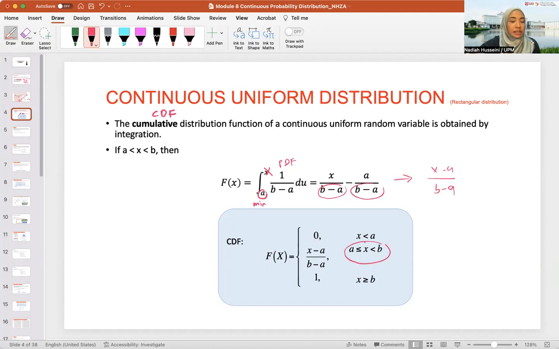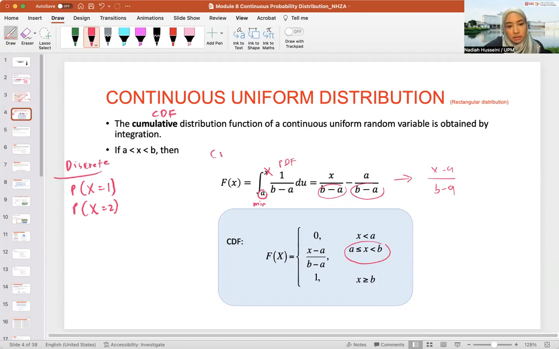Okay, so how do we relate this to discrete? So remember that we talked about P when X is equal to 1, probability when X is equal to 2. We're talking about discrete here. Let me write that over here so you don't get confused. And this is continuous. Okay, so P(X = 3), P(X = 4).